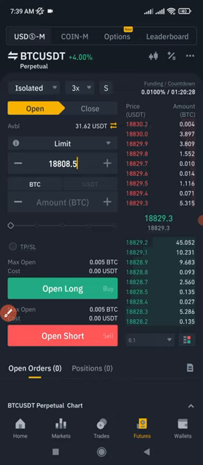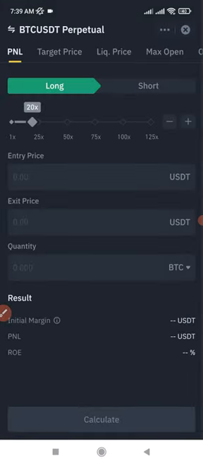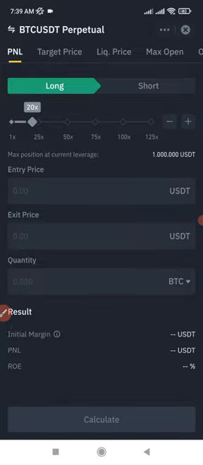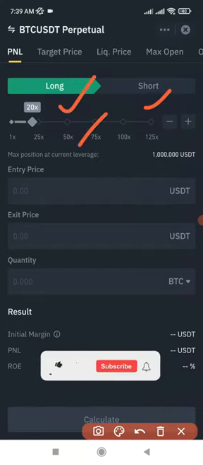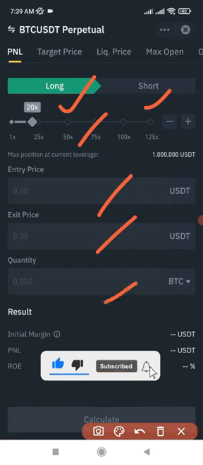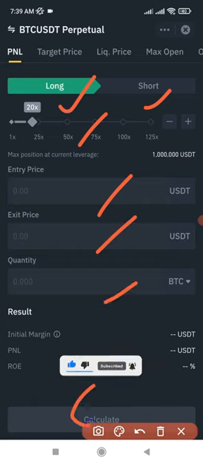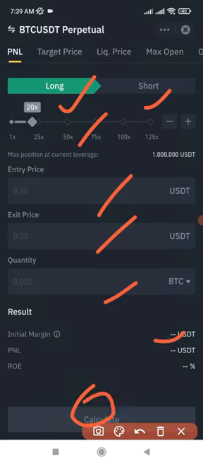Then the next one here, this plus and equal sign, gives you access to the futures trading calculator. So if you want to calculate what it will cost you, what it will profit you to open a particular position, or where your liquidation price will be, you can do that here. If you want to open a long position, you can select the leverage, put the entry price, the exit price, the quantity you want to trade, and once you click on calculate, it gives you how much it will cost you, what you are expected to make, and the percentage that will make you that amount of money. Okay, so this is the calculator.